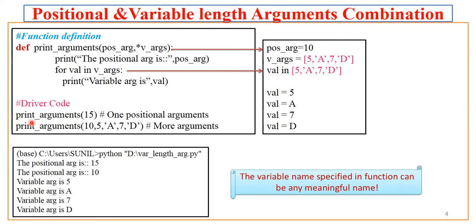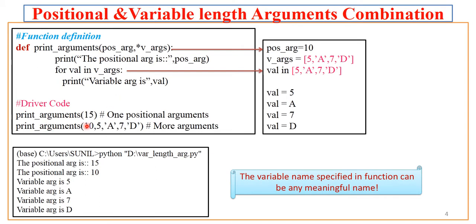In this driver code I call the function print_arguments. I just pass one argument to it, a positional one. If you pass just one argument, which argument will it be assigned to? There are 2 arguments to the function: the first is positional and the second is variable length. So by default this 15 will be assigned to pass_arg.